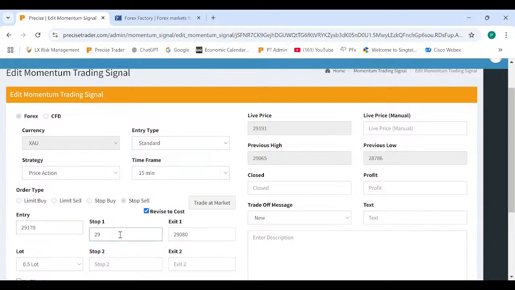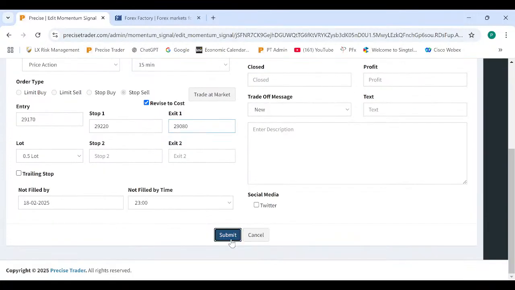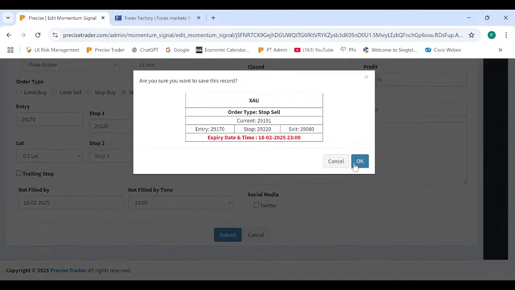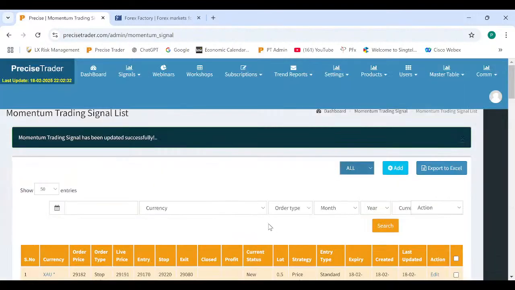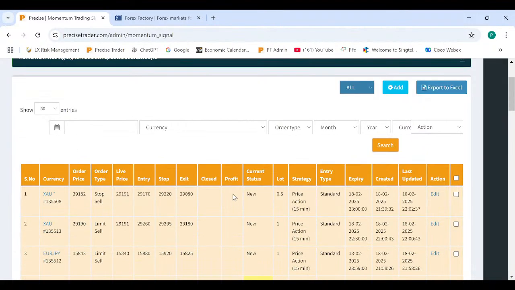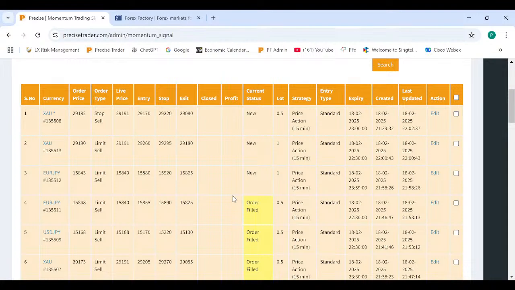Stop at 22, and TP, I think we will still maintain it as 2908. This is a half lot. The reason being is because this is a stop sell, so this is going to be an add-on entry, and we do it. Okay, let me put in that trade as well. Let me key in that.